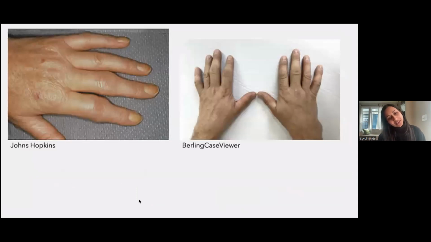So here's some photos of RA. On the left side, you can see swelling of the MCPs and the second and third PIP joints, but you can see that the DIP joints are spared. Similarly, on the right, you can see that that patient has symmetric swelling of the second and third digits.